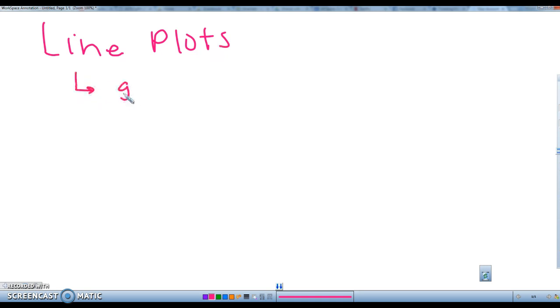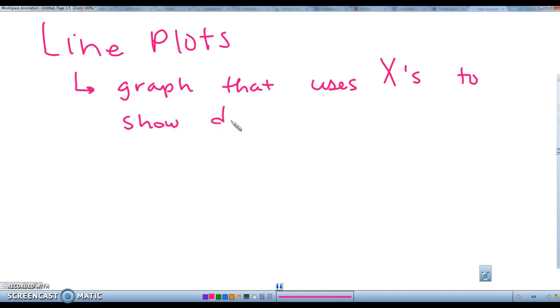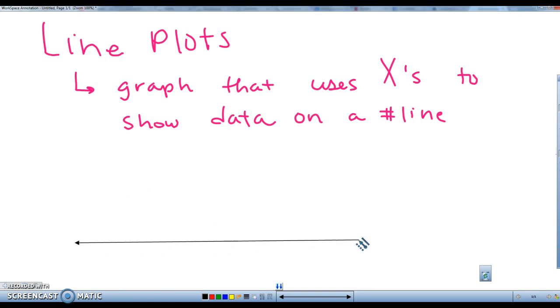And line plots are a graph or plot that uses x's to show data on a number line. Okay, so I would start with a number line, and obviously we would put some numbers on it. You don't just want to start plotting things all over.